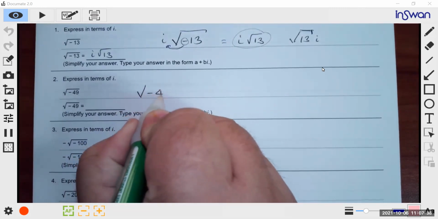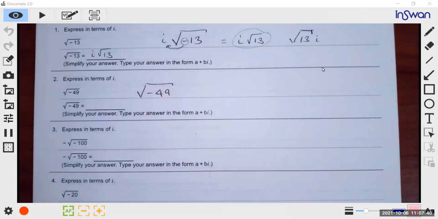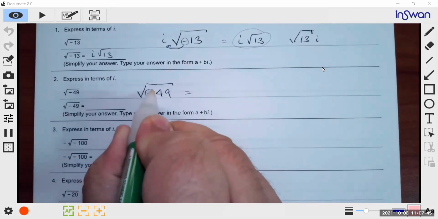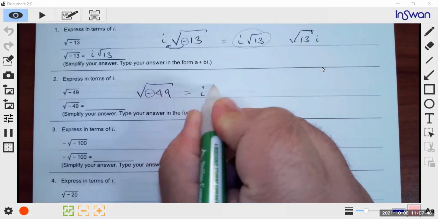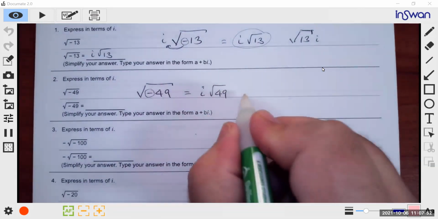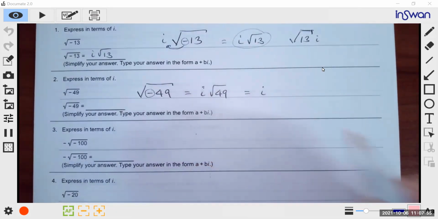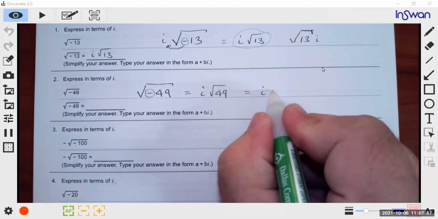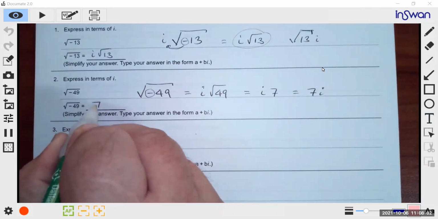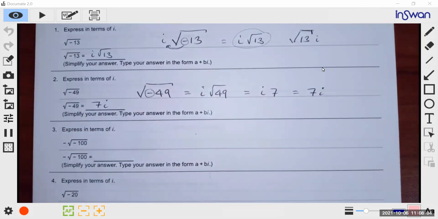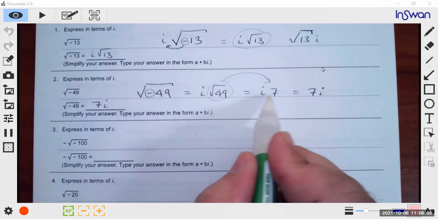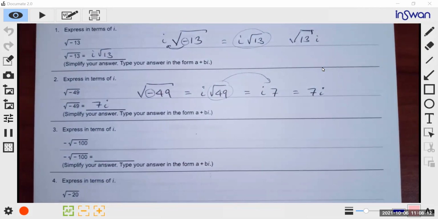Square root of negative 49. If we take out the negative, it becomes an i. The square root of 49 is 7. So the answer is 7i. The square root of 49 is 7, and typically the numbers go first as coefficients.